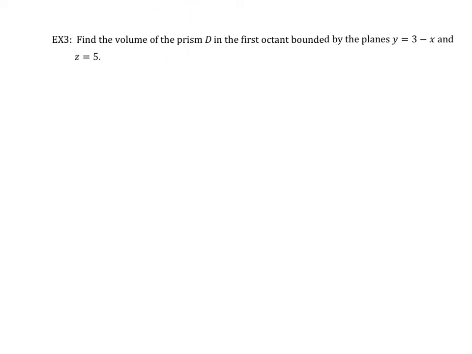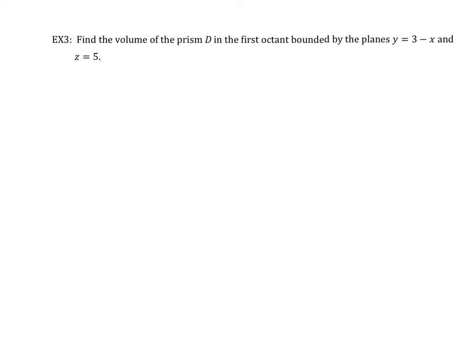Now double integrals are long. We're adding another integral, so of course they're going to get longer. A lot of these computations are very tedious. So let's look at another example. In example 3, we want to find the volume of this prism D. It's in the first octant. It's bounded by these planes that are given here.